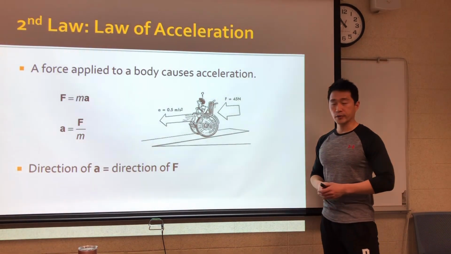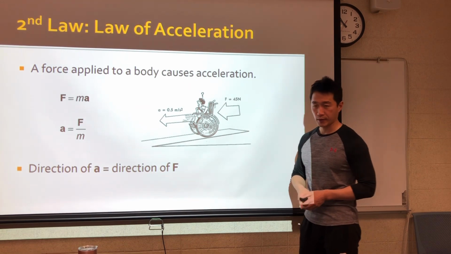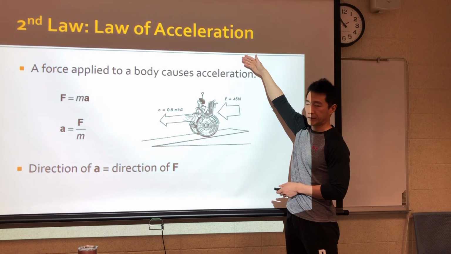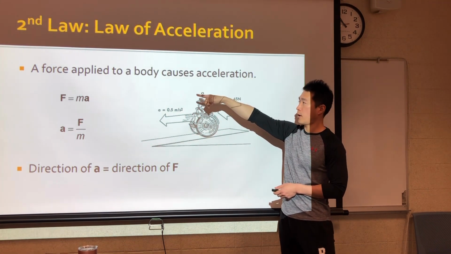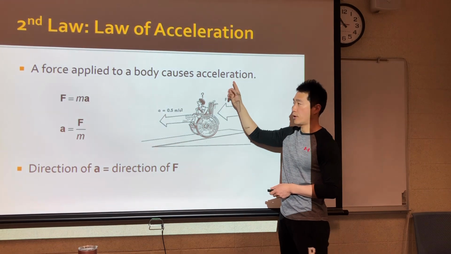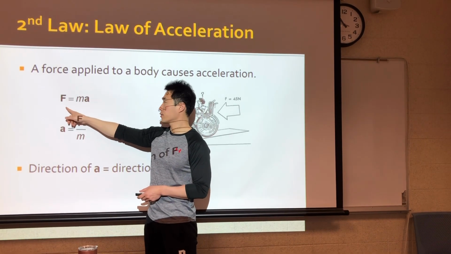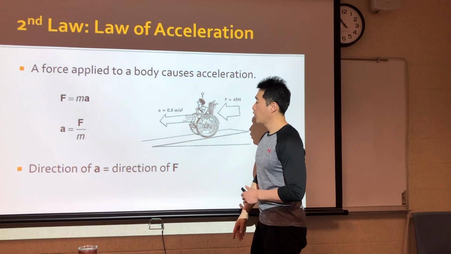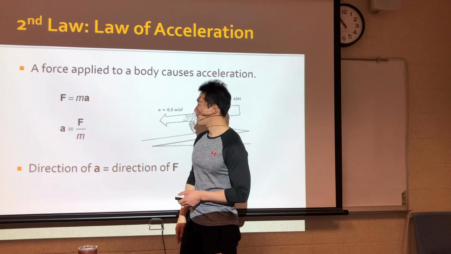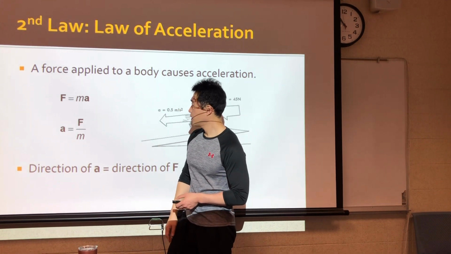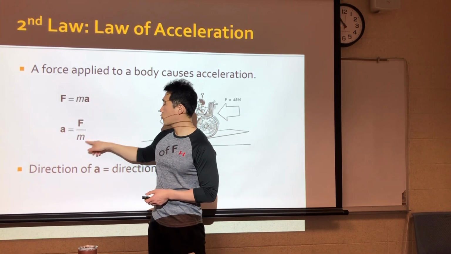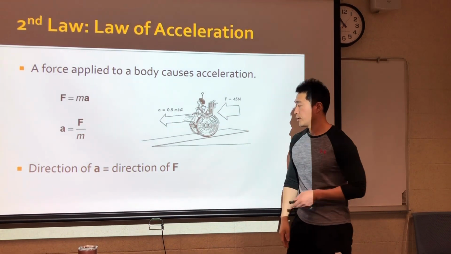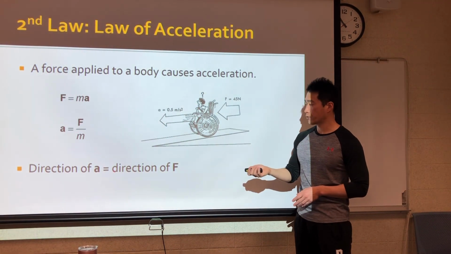And then second law of motion is the law of acceleration. First law of motion was law of inertia. Second law of motion is law of acceleration. So force applied to a body causes acceleration. Force causes acceleration. F is equal to ma. It is a law of acceleration. Or if you simply divide all this by m, you will be turning into this simple equation. And then direction of acceleration is equal to direction of the force.